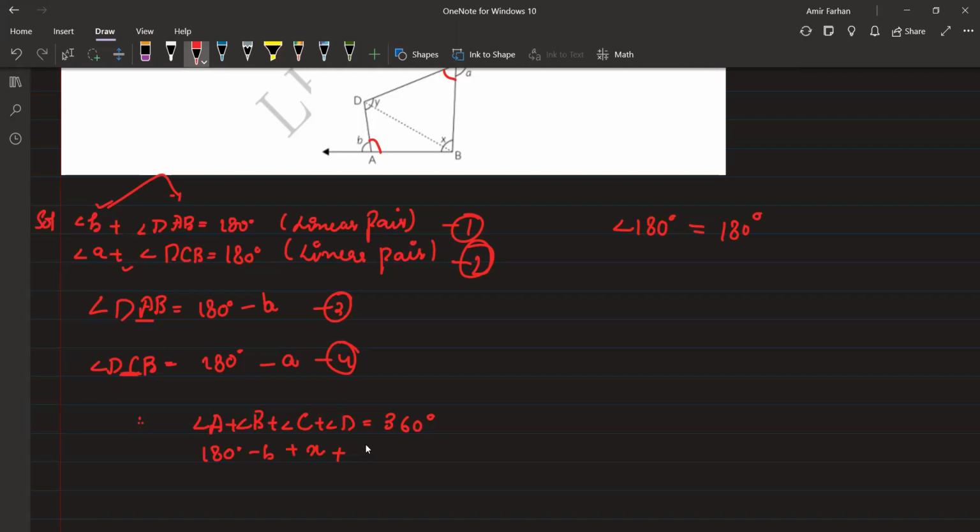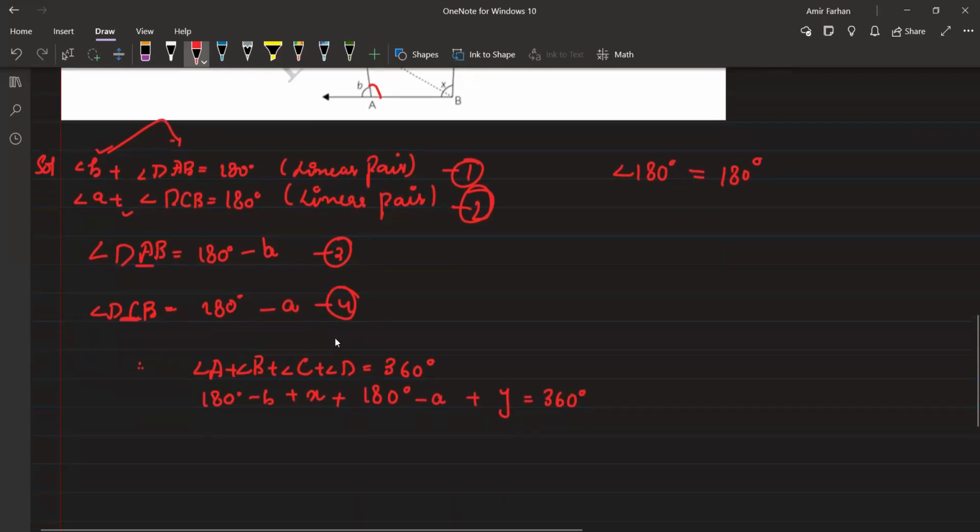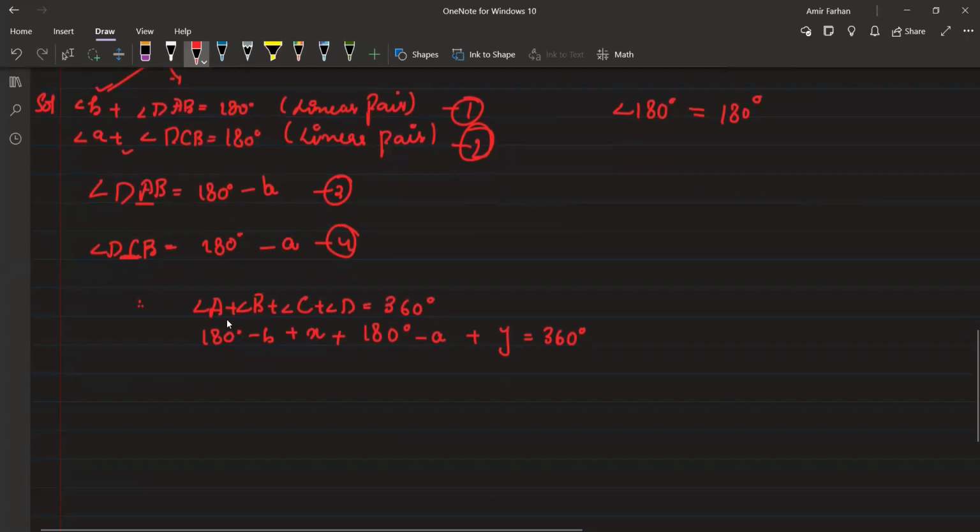So it's 180 minus A, plus angle D, and the whole angle is Y. It is equal to Y, 360. We can also prove that from the previous one, but that will take a much longer step. This is a shorter one, so that's why I opted for this one.